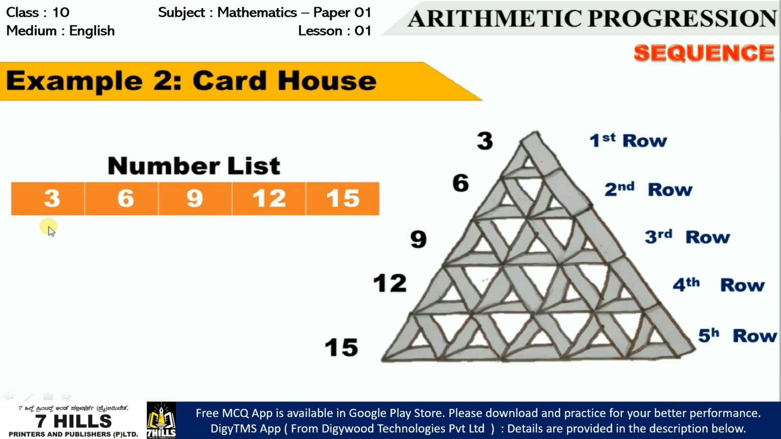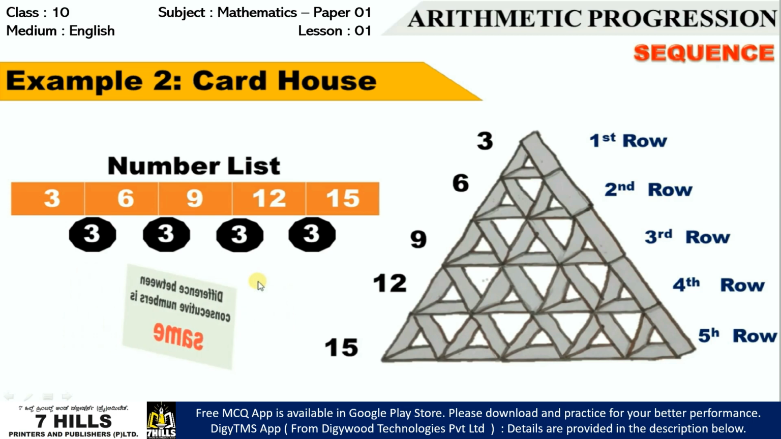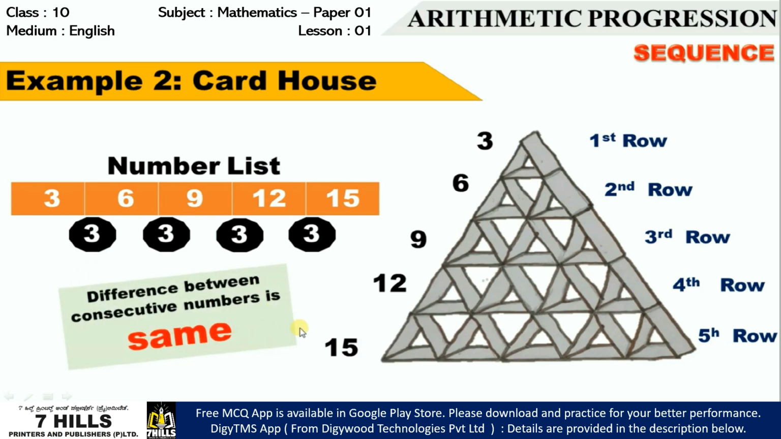Now let us analyze the number list. First row has 3. Second row has 6. Difference between first and second row is 3. Second row has 6 cards and third row has 9. Difference between second and third is 3. Third row has 9 cards and fourth row has 12. Difference between third and fourth is 3. Fourth row has 12 and fifth row has 15. Difference between fourth and fifth row is 3. What do we see? The difference between consecutive numbers is same. So, this is also a perfect example for arithmetic progression.